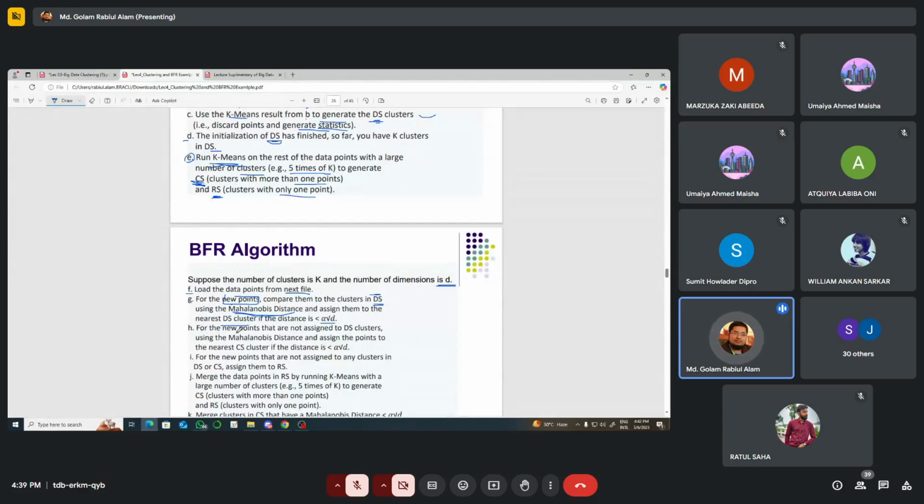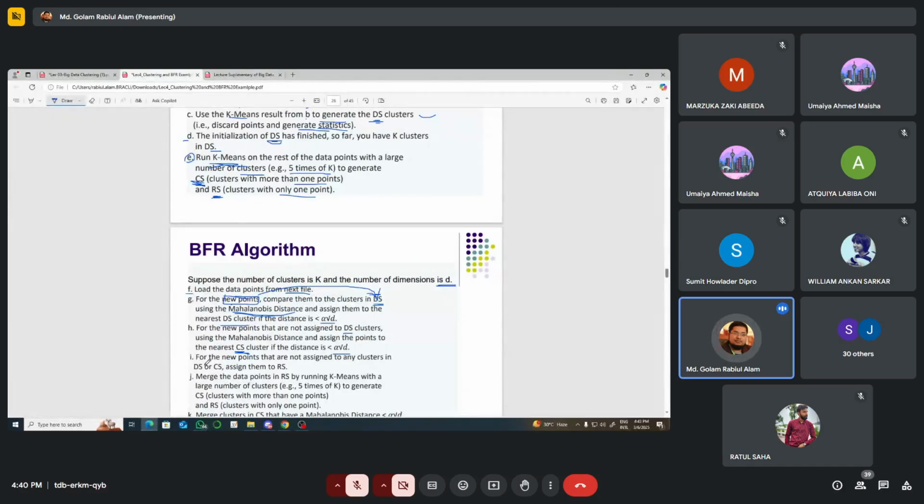The next is for a new point. If we cannot place this data point in our DS, then we have to try to place it in our CS. So for the new points that are not assigned to a DS cluster, using the Mahalanobis distance, assign the points to the nearest CS cluster. That means compress this cluster using the same formula, considering the distance threshold.